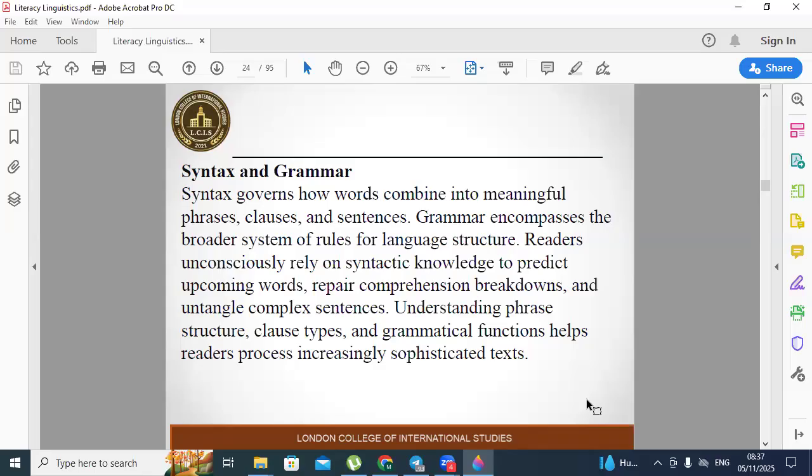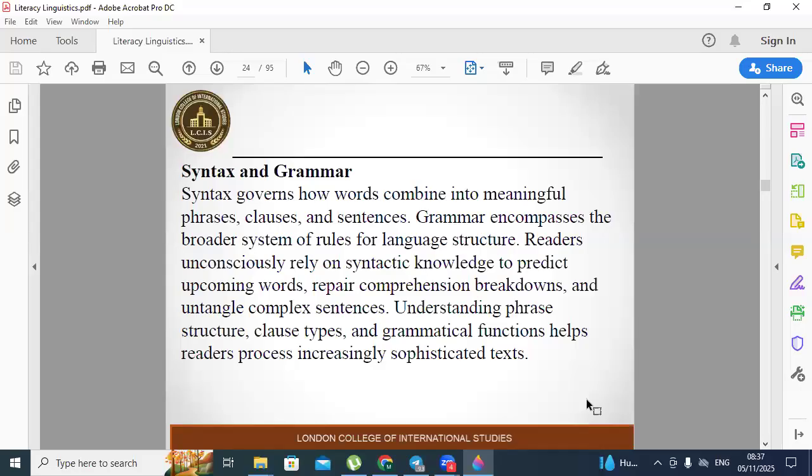Understanding phrase structure helps readers group words meaningfully. In "the big brown dog," skilled readers automatically group those words as a noun phrase, processing them as a unit rather than four separate words. Understanding clause types, independent and dependent, helps readers recognize how ideas are related.